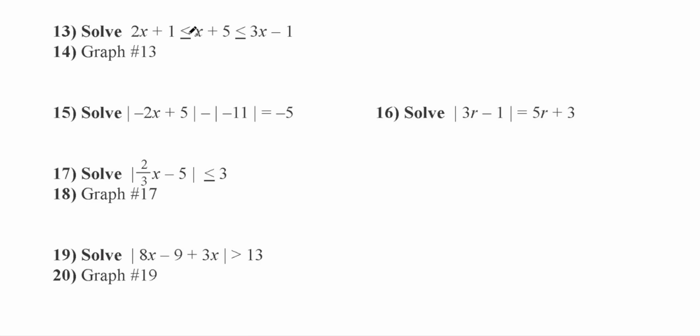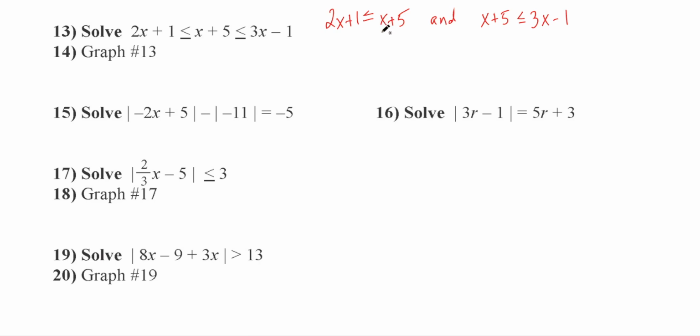Watch. How do I get this x in the middle by itself? Well, let's do what I just said. All right, so what do I got? I got 2x plus 1 is less than or equal to x plus 5. All right. This is an and. When they go together like that, they're not separated. They kind of go together. All right, and then what do you got? You got x plus 5 is less than or equal. All right, and now we just solve for x.